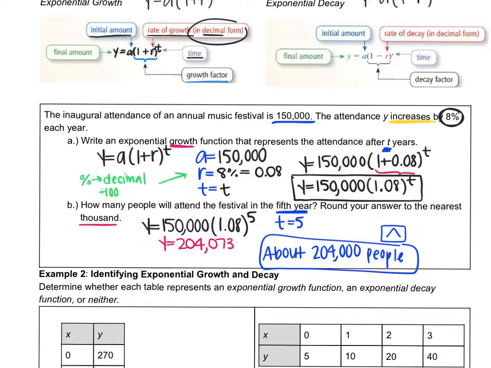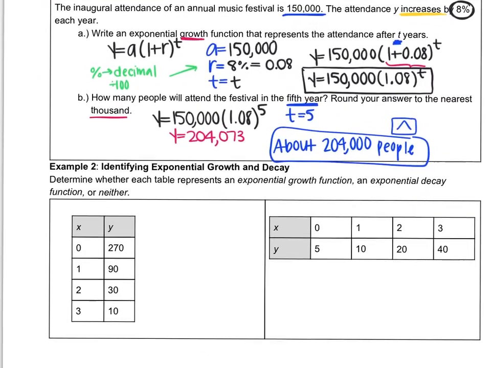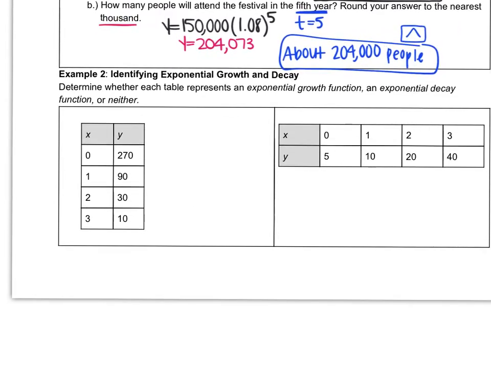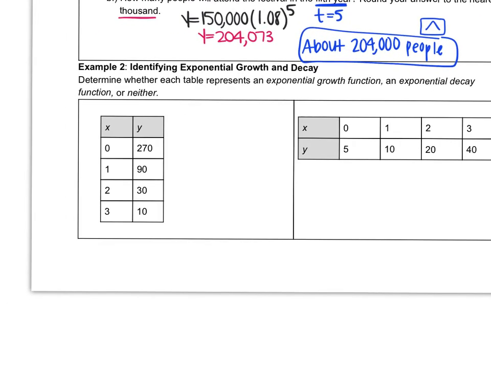So let's go ahead and take a look at the next two. On the next two, we're not going to write functions. We're just going to decide whether or not it's exponential growth, decay, or neither. If it's an exponential function, that means it has to be multiplying by the same thing over equal intervals of time. If we're multiplying by something that is greater than 1, if it's going up, it's growth. If we're multiplying by something less than 1, then it's decay. So basically, if the numbers are going down, it's probably decay.